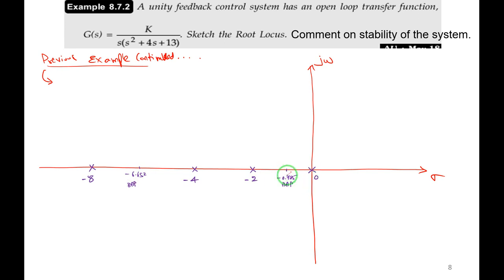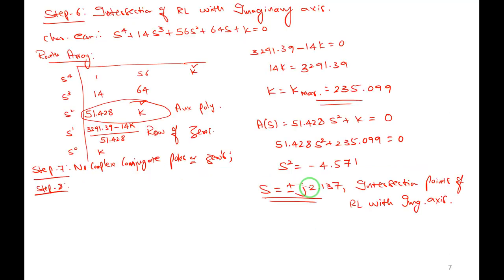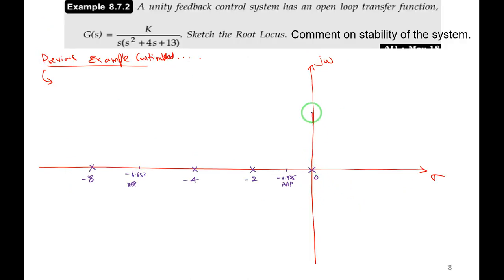Okay, next we will look at the intersection points. Plus j 2.137, let me take it here. Correspondingly I'll take minus j 2.137. Okay, I think this is sufficient.